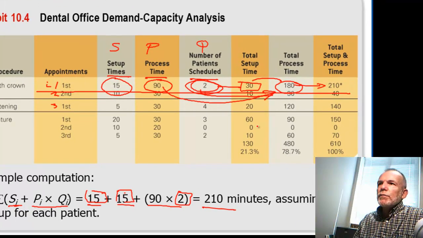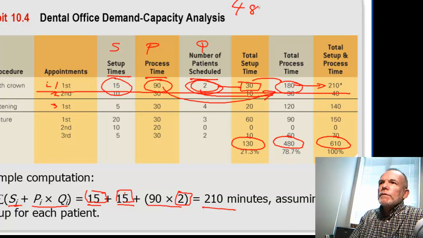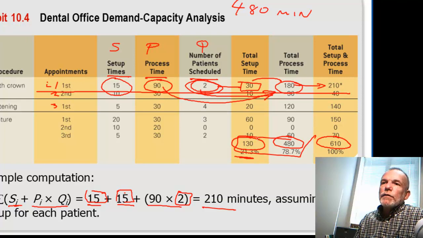If you then do that for each of these rows, then we get that we're using 130 minutes of setup time, 480 minutes of processing time, or 610 minutes total. And if you remember, we were assuming that we had a 480 minute day. Then you can see that we've exceeded that available time by 130 minutes. And for the work that we're doing, about 20% of the time is consumed by doing the setup. And so if we want to be able to improve this, we have a few options.